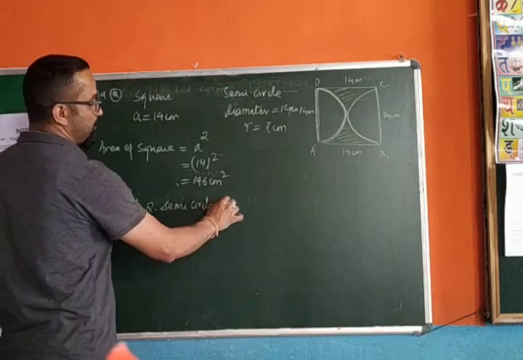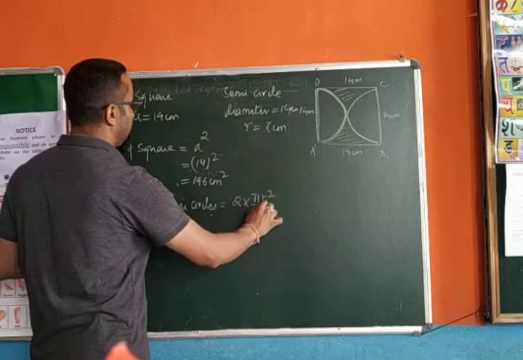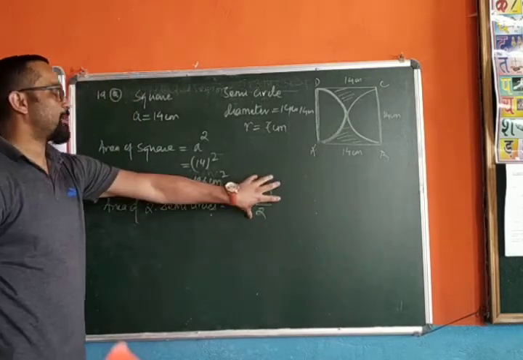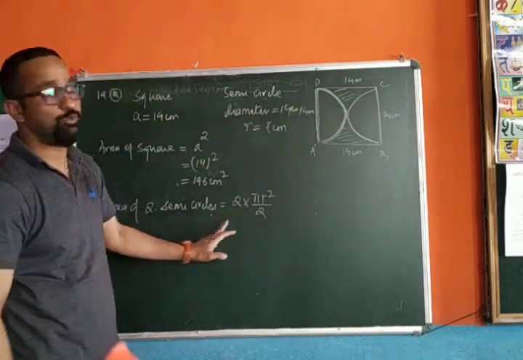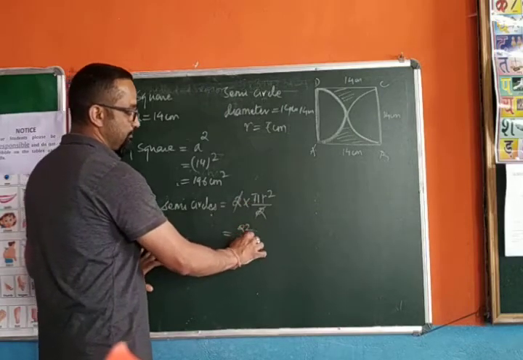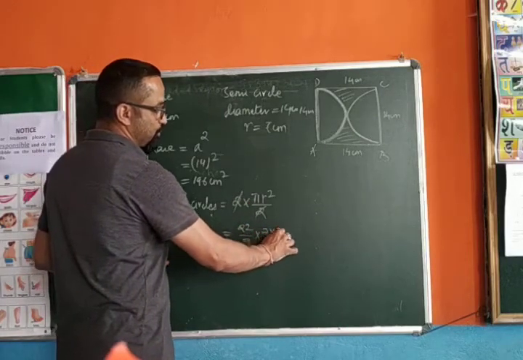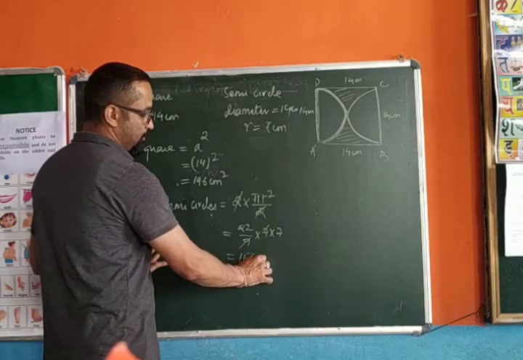Area of 2 semicircles equals 2 multiplied by pi r square divided by 2. Pi r square is the area of a semicircle. There are 2, so you multiply by 2. Cancel it. Pi is 22 by 7. Radius is 7 into 7. Cancel it, you get 154.